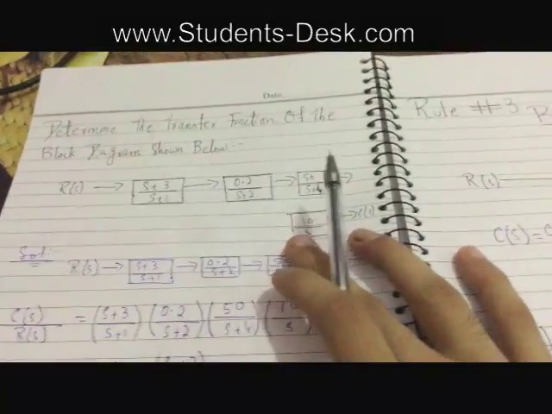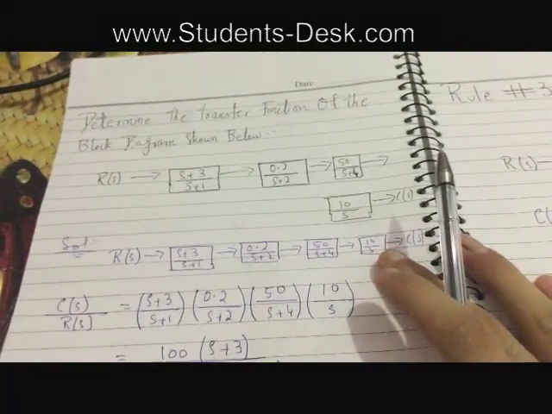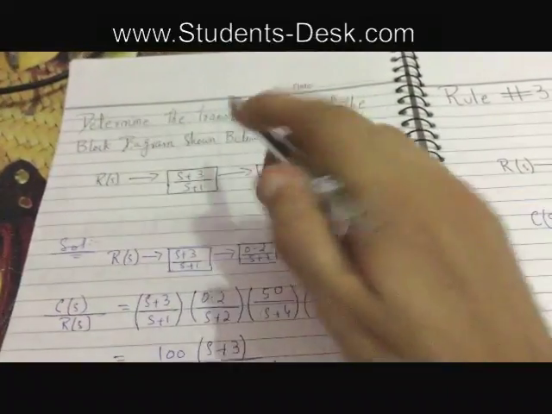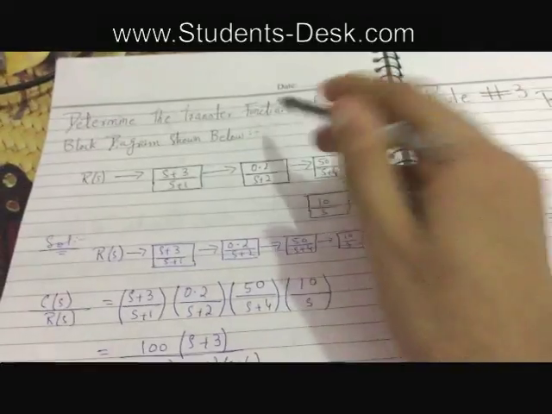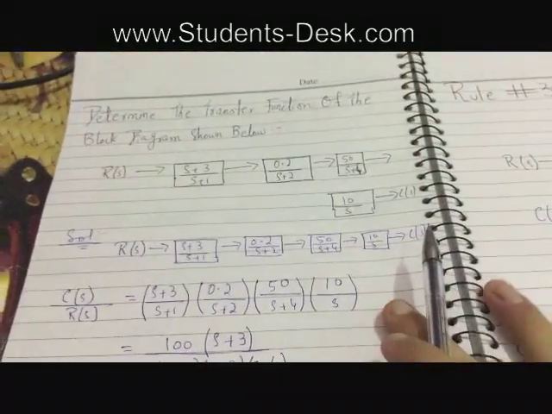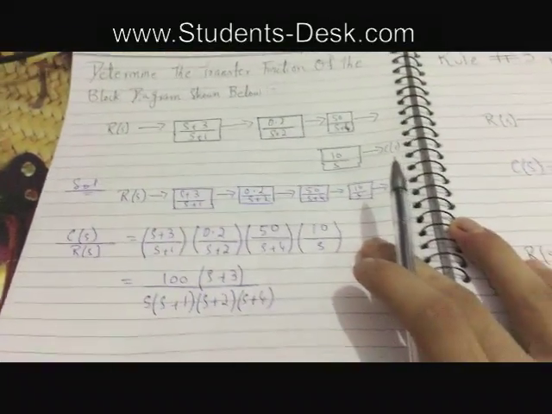The rule number 3 is for blocks in parallel. But before moving on to that topic, let's solve this question. The question is: determine the transfer function of the block diagram shown below. I have taken this question from the book Control Systems by Samarjit Ghosh.